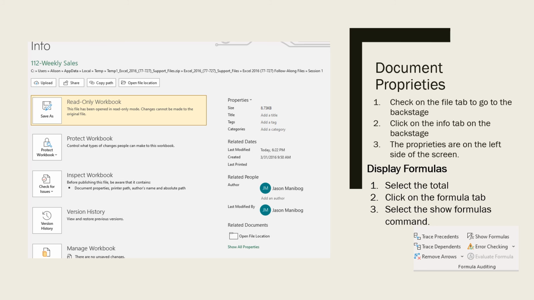Right here are the document properties and display formulas steps. You're able to look at these and know exactly where you need to go with these three steps. I would advise you guys to really study these and know which ones, and know how to navigate through this.